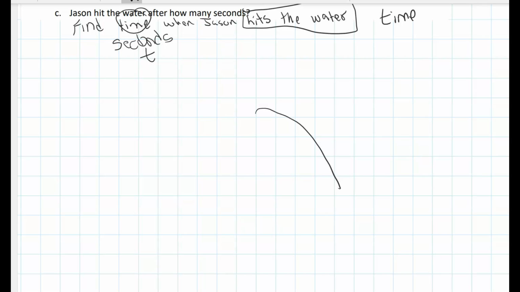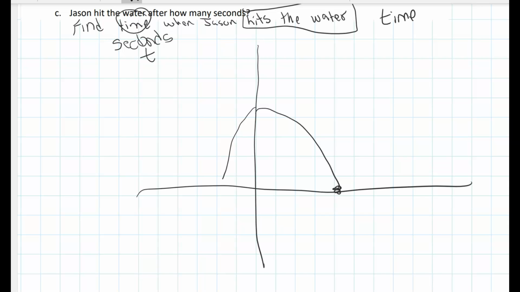What does that look like? It should look like half of a parabola, right? And we got this over here. We want to know, what is this then? So this is where he started. This is our y. This is our x. What are we trying to find? This is our t now, right? Time. We know we want to find the time. We want to find this time here.